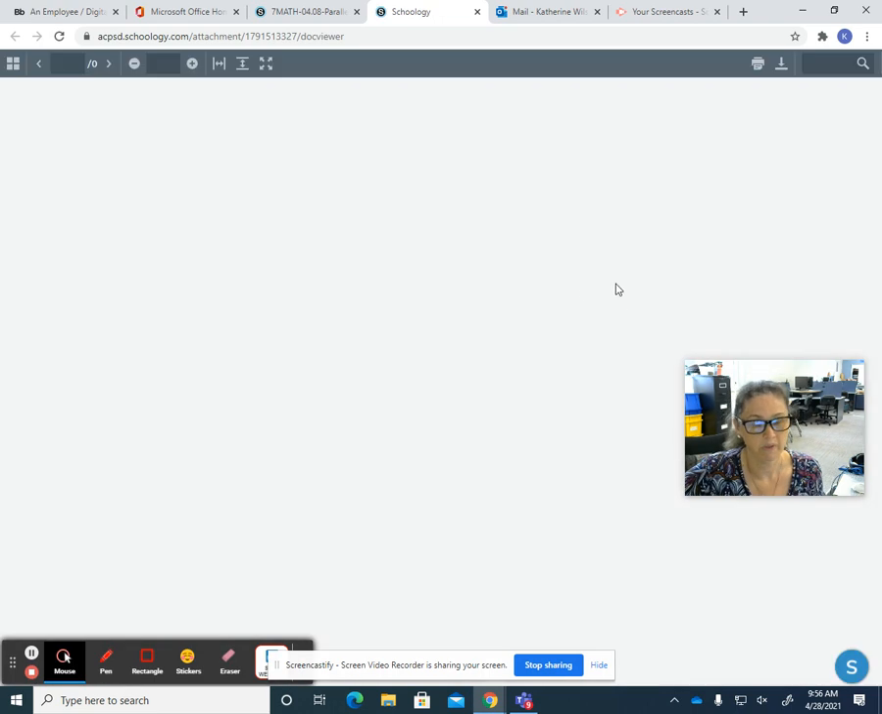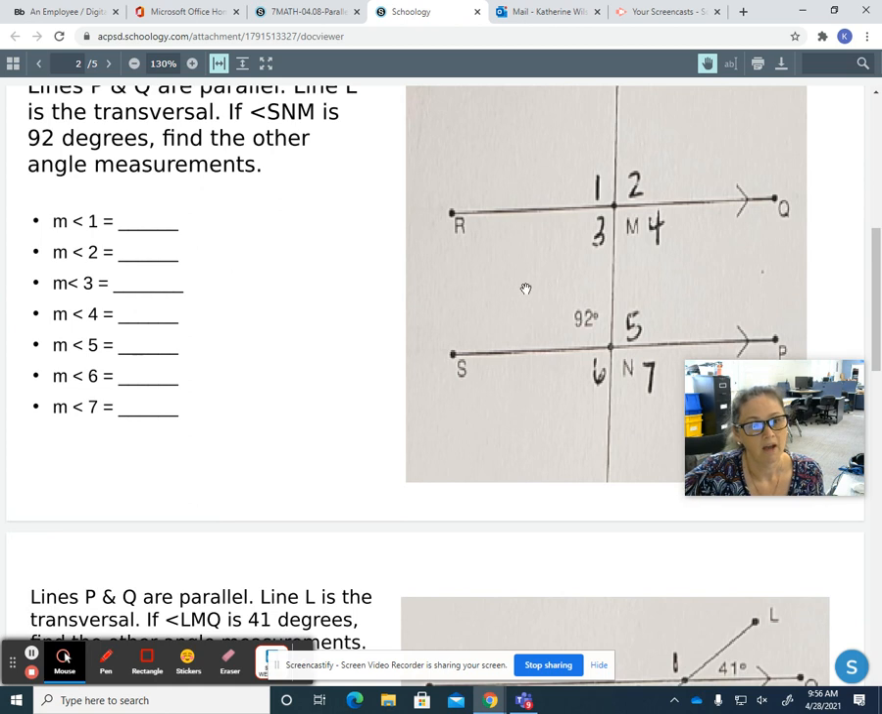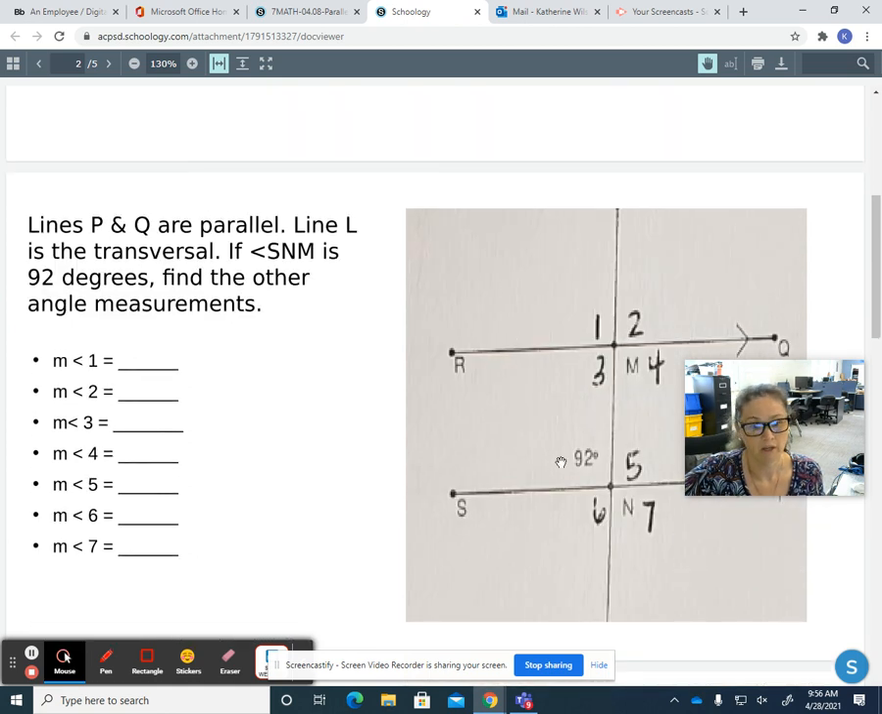And you're doing a bunch of the same things. So I give you a picture, I tell you how many degrees one of the angles is, and based on that information, you're going to tell me how many degrees are the other angles. So for example, this 92 degrees is sitting on the top left side of the line. Well, angle 1 is also on the top left of the line. Therefore, they are corresponding angles, and corresponding angles are congruent. So in the blank next to the measure of angle 1, you would write or type 92.